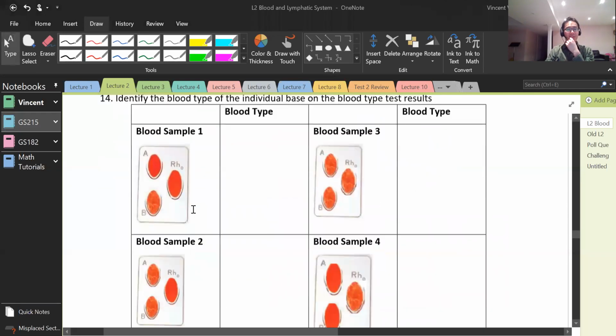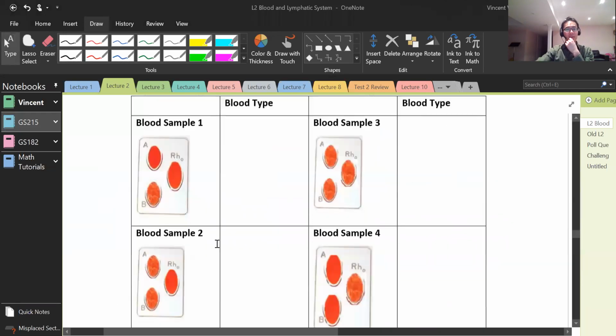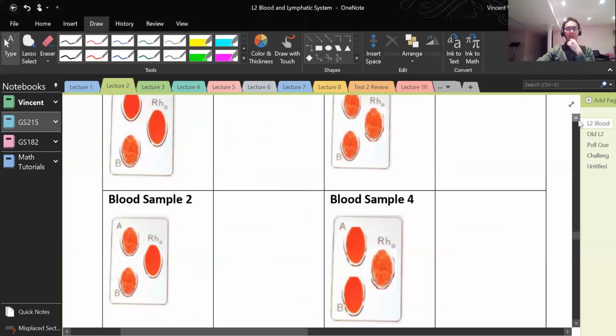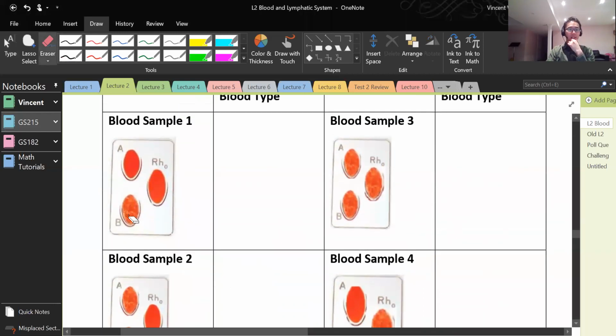I know it's not very clear in the book if you got the book, but let's zoom in here. You can see all these. That's what it looks like if we were to do it in the lab. This is the kit that I got, and then you see all this fuzzy stuff. That's agglutination. Okay, so this is reacting with the B only, so that's B negative.